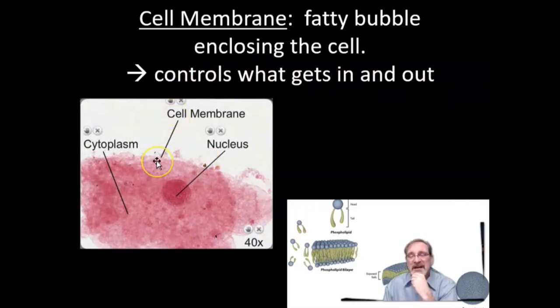So here in this picture of an animal cell, the cell membrane goes around it. The stuff inside is called cytoplasm, and then there's the nucleus. And this is red because it's been dyed so you can see the nucleus nicely. Okay, cell membrane. Everybody say cell membrane. Sometimes it's also called plasma membrane because it holds the plasma in.